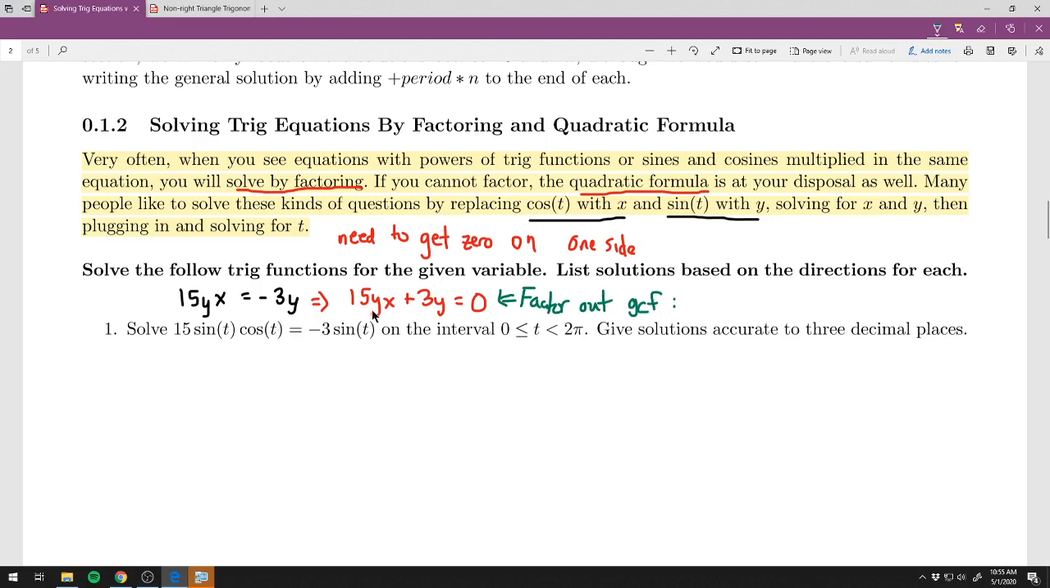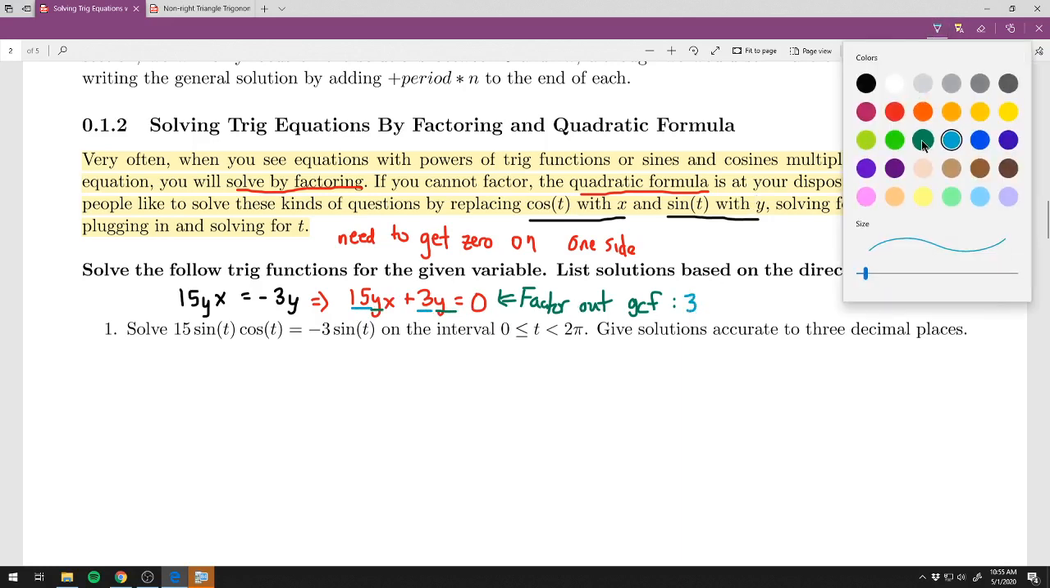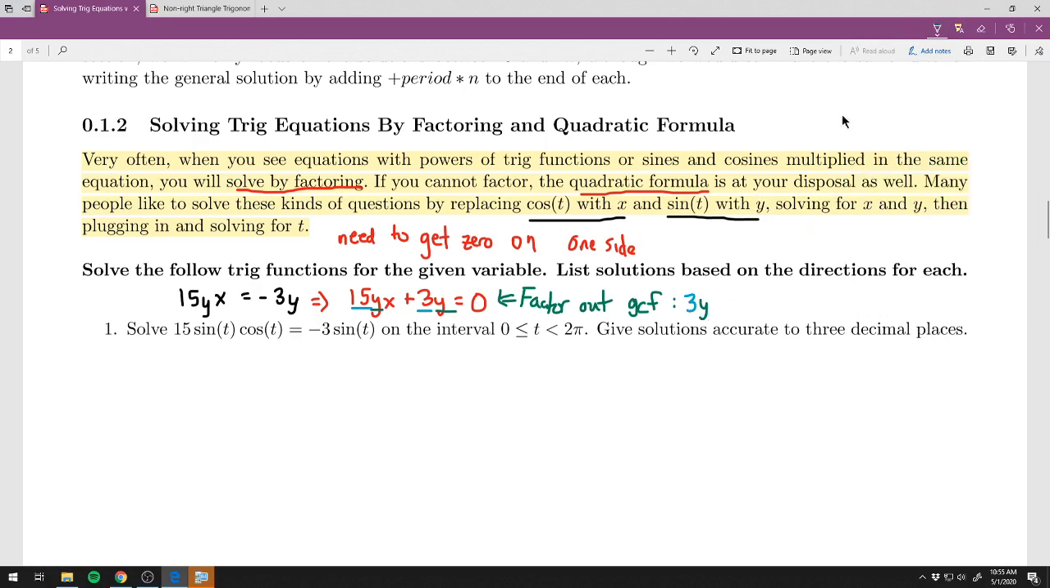And the greatest common factor here, we have a y in both terms. And on the numbers, our numbers are 15 and 3, and we can take a 3 out. You can take out a 3y. And when we factor that out, we take a 3 out of 15, we get 5. The y is gone. The x is still inside. Plus, when you take a 3y out of 3y, you take the whole thing out, you get a 1 plus 1 equals 0.